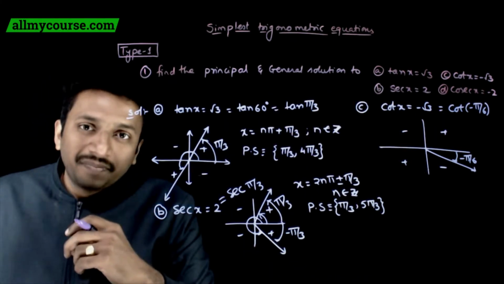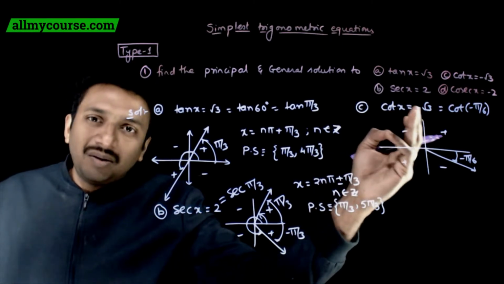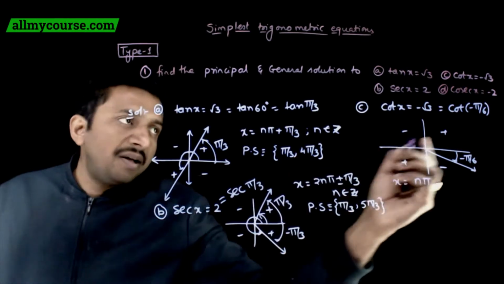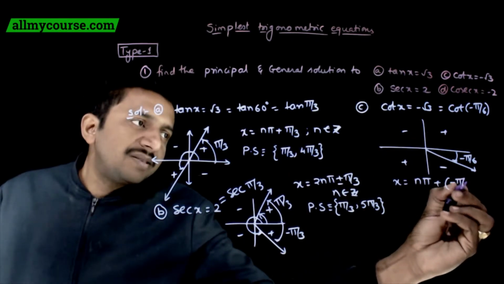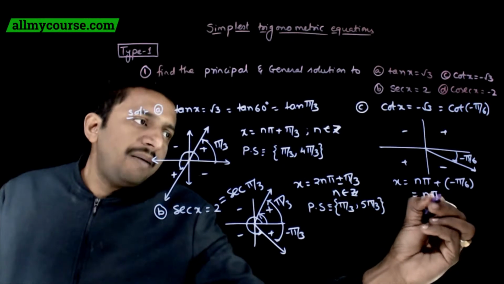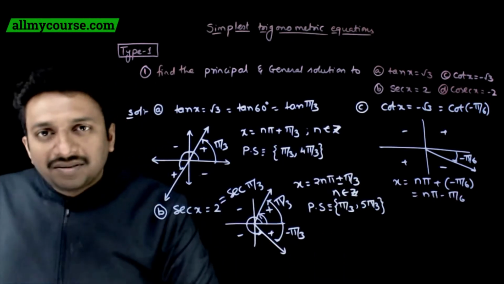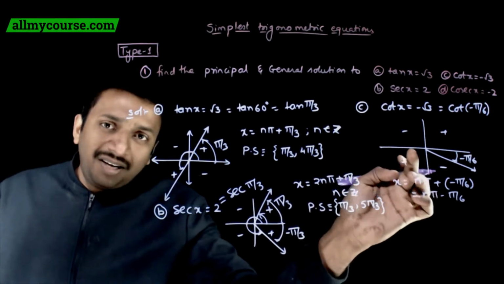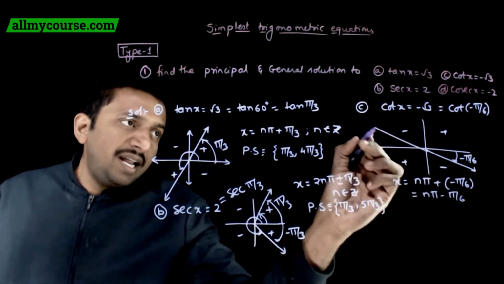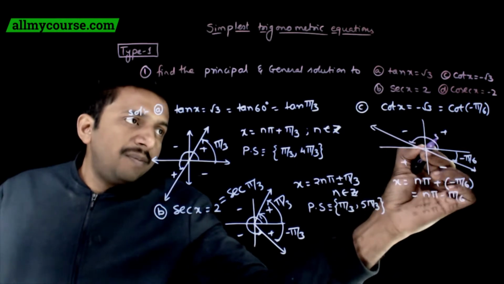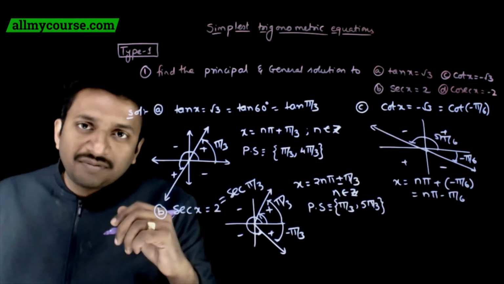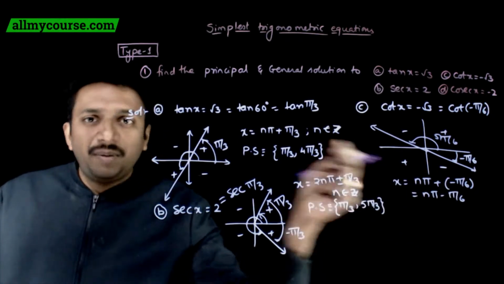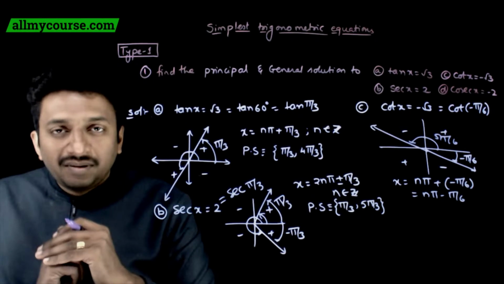pi by 6. So now once you have cot x is equal to cot alpha, x is equal to n pi plus alpha, that is n pi minus pi by 6. So this will be the general solution. You might be wondering, instead of minus pi by 6, can I take 5 pi by 6? Yes, you can take plus 5 pi by 6 also. In that case, the solution will be n pi plus 5 pi by 6. So both are right.